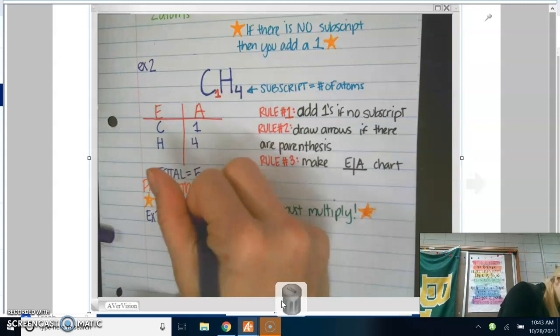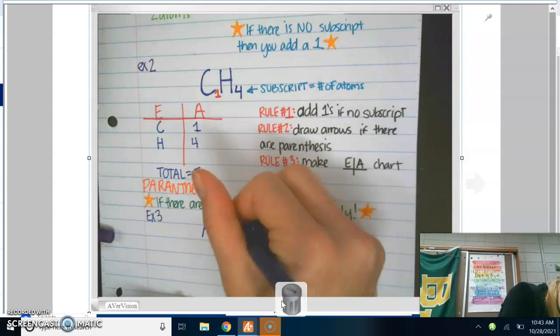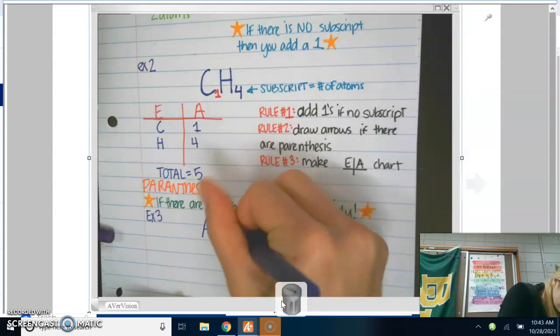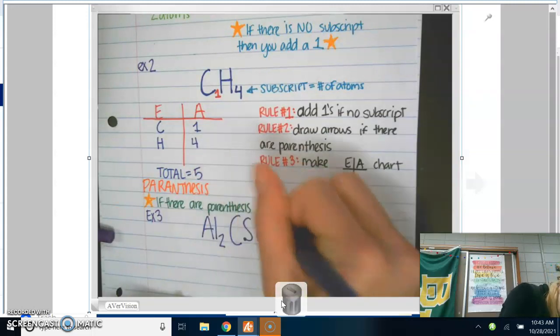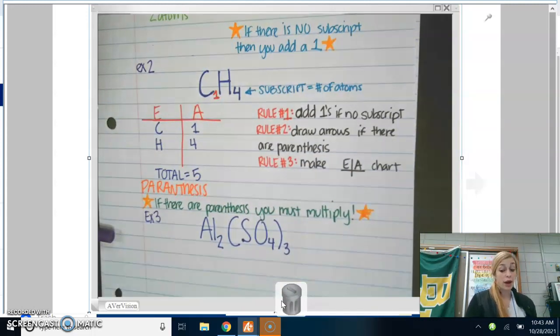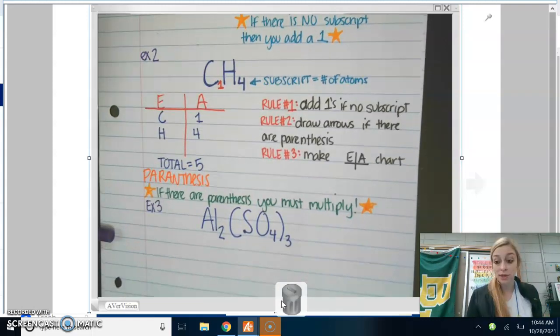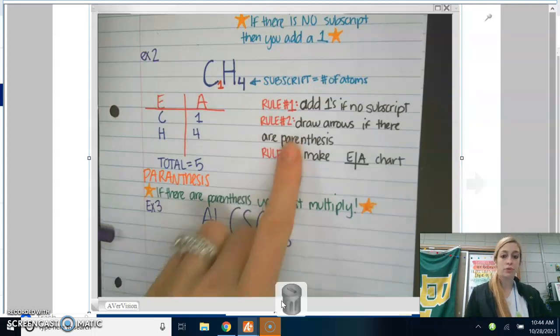We are going to do Al2(SO4)3. So I have parentheses in this one. It's looking a little different, but no big deal. It's easy. I made it easy because we're going to follow our rules.